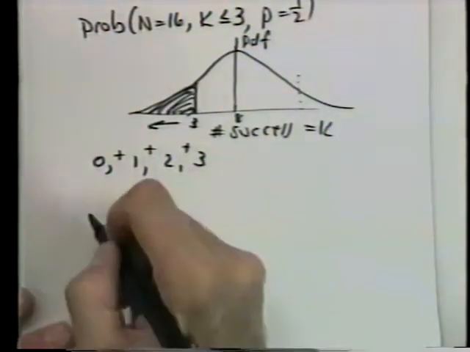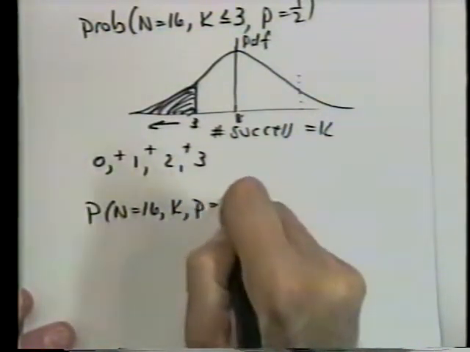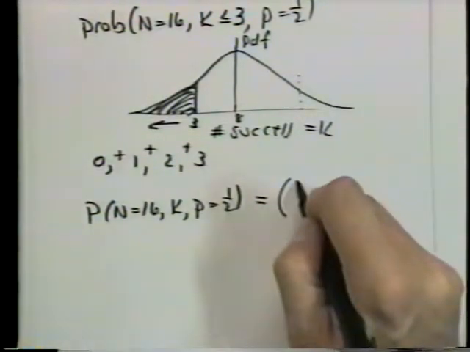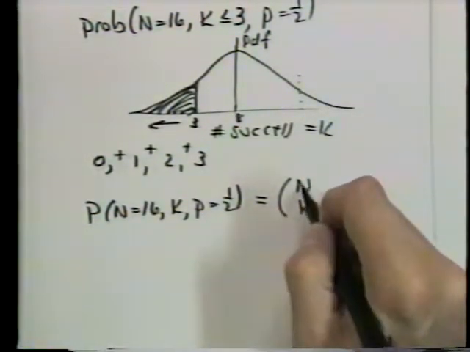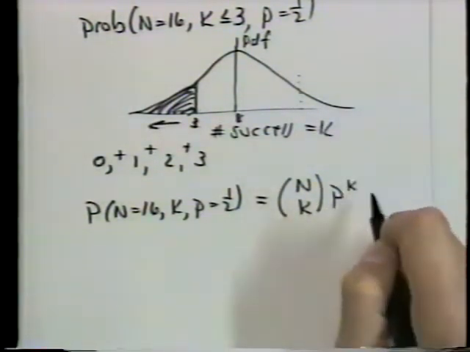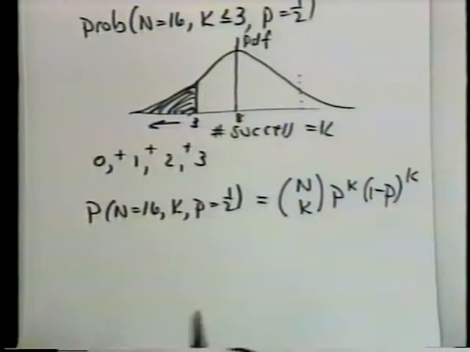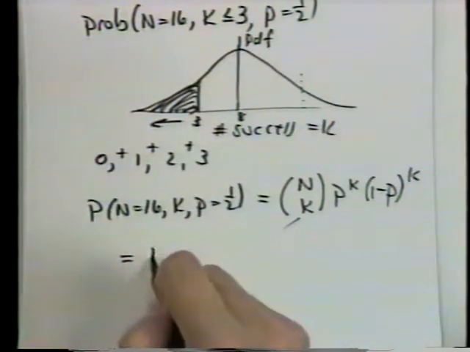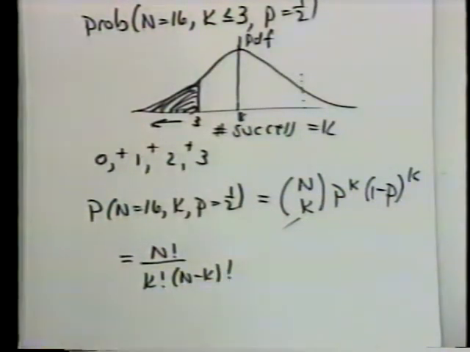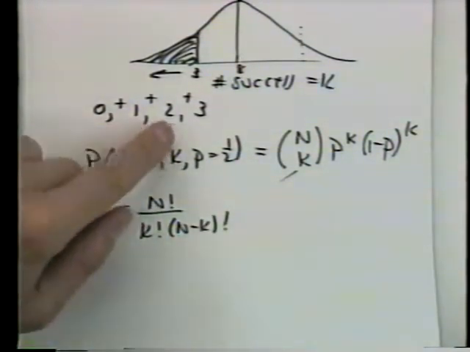And the probability of one of them, for n equals 16, k, with p equals a half, is equal to this expression: the number of combinations of k things taken from a group of n things, times the probability raised to the kth power, times 1 minus the probability raised to the (n minus k)th power, where this expression is equal to n factorial over k factorial (n minus k) factorial. So what we just need to do, as many of you did in the homework, is evaluate this expression for these 0, 1, 2, 3 terms.